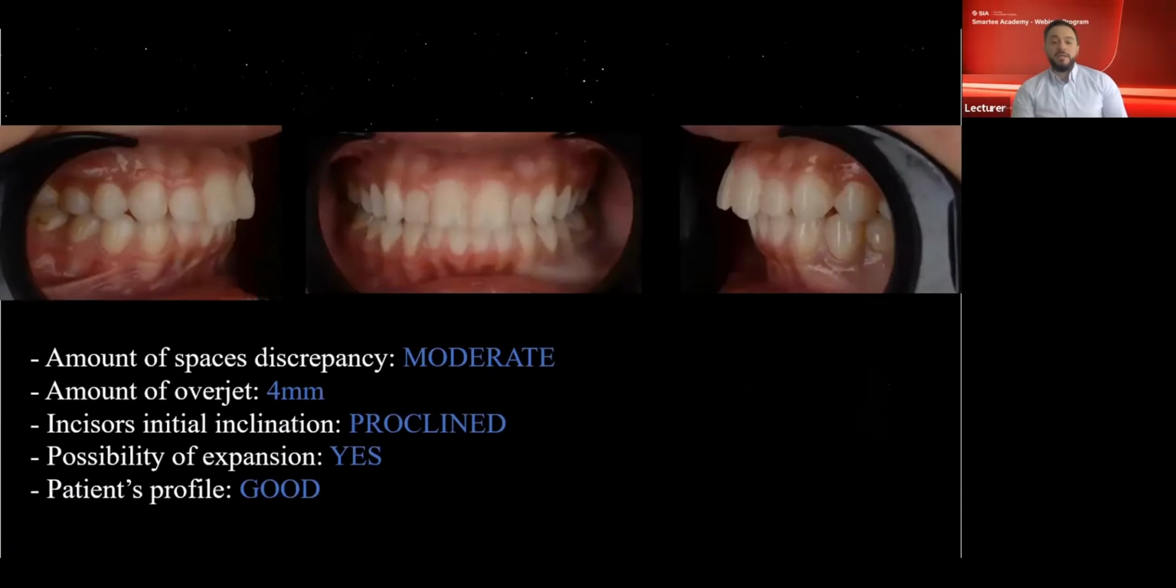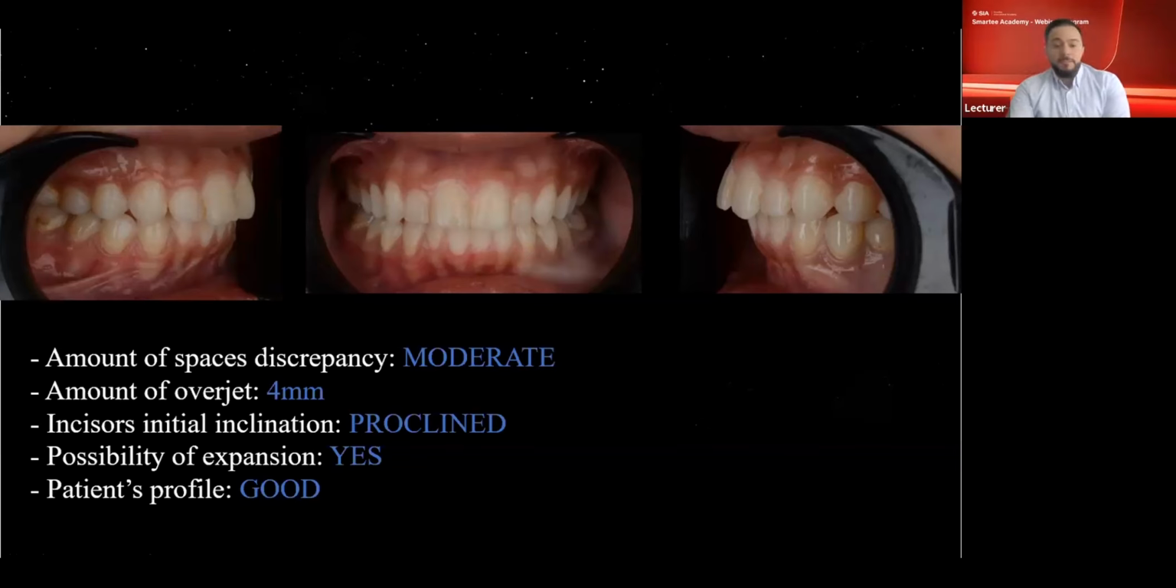So again, if we get back to the parameters that I mentioned earlier, how about the amount of space discrepancy? In this case, it's very moderate. The patient doesn't have a lot of crowding that requires a lot of space. The amount of overjet is around 4 millimeters. Initial incisor inclination, they are proclined, and we can do expansion. As we can see, the posterior teeth have the torque that is required for expansion, and the patient has a really good profile with no complaints.